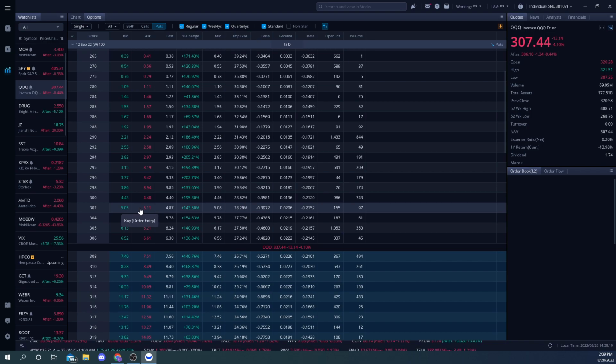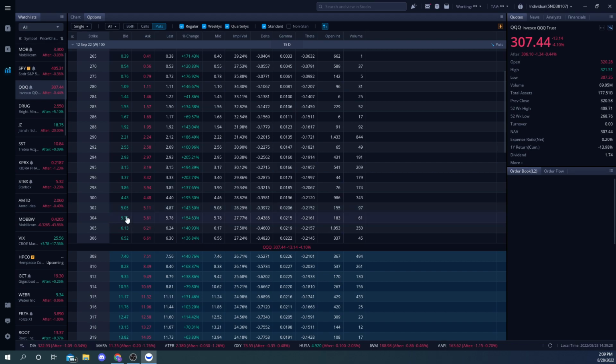Even if you're going to play shorter dated contracts, it's valuable to try and get as close to the money as possible. And this does happen to be right where a trend line is going to be breaking, at 303 to 304. So we'll go with 304s. Let's say they're 600 bucks.